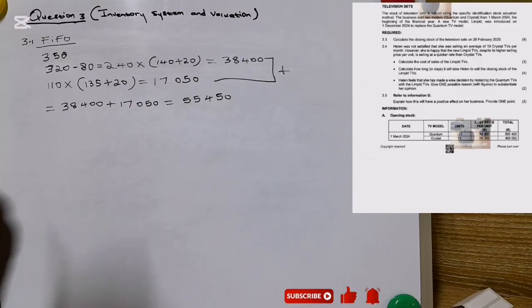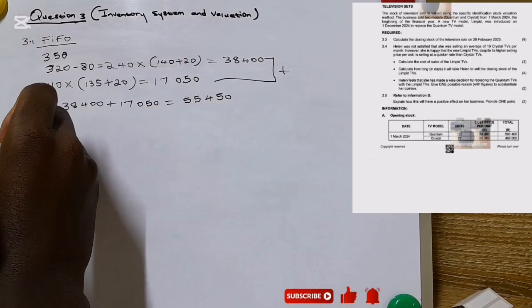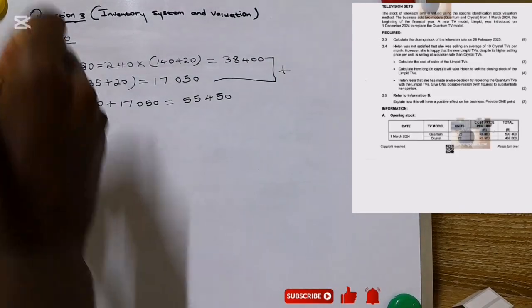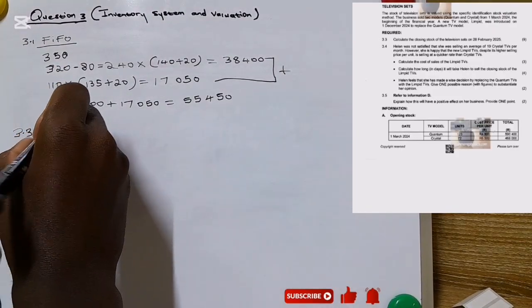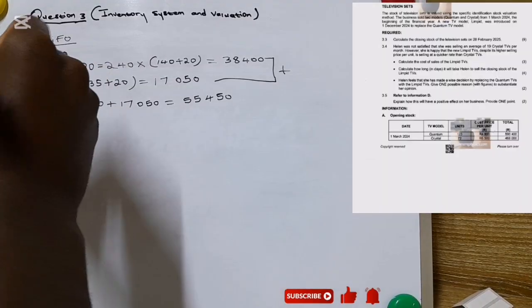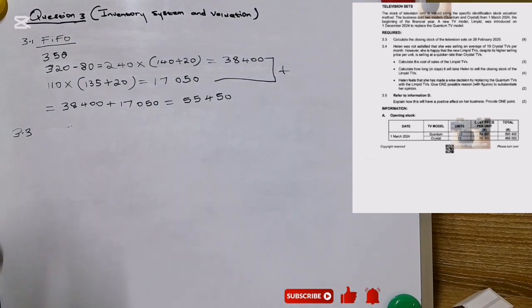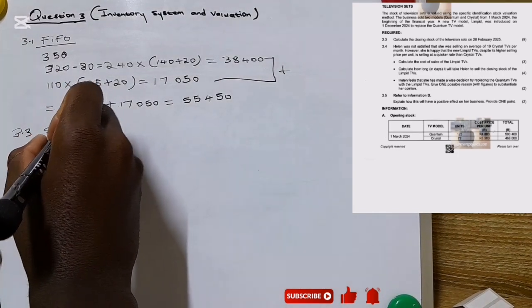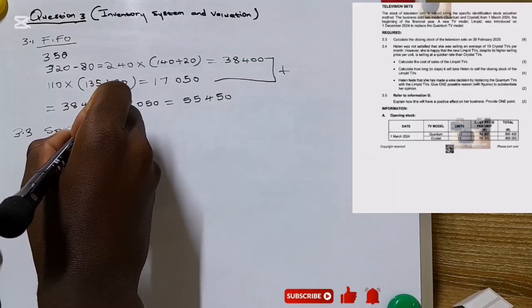And then our 3.3, remember this one is specific. Here we need to be specific. So this one is specific identification.